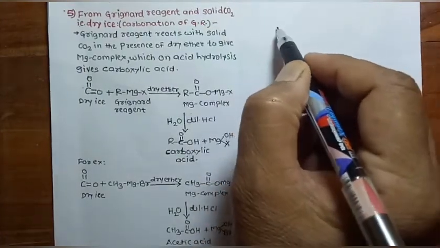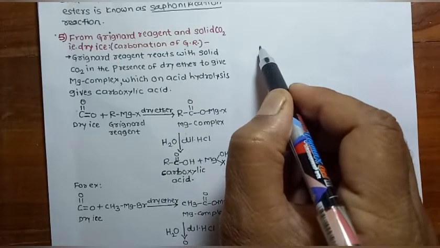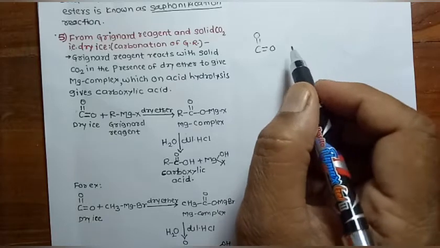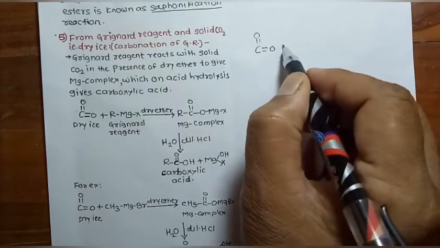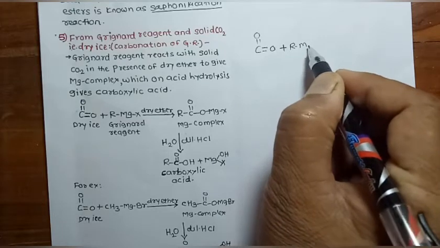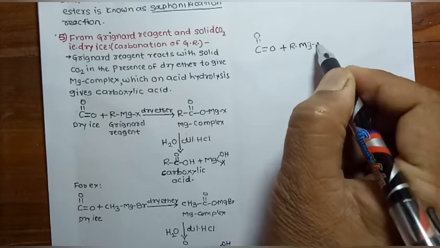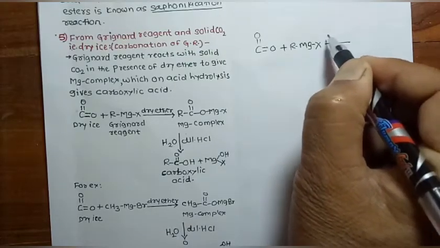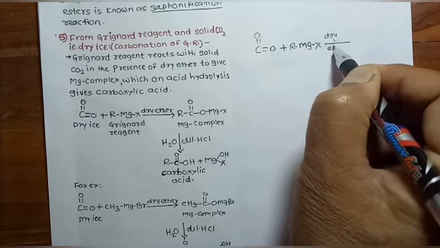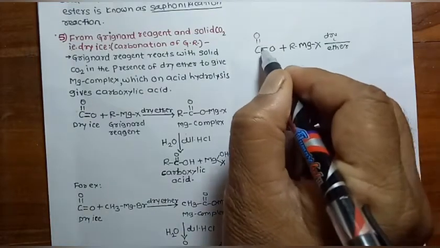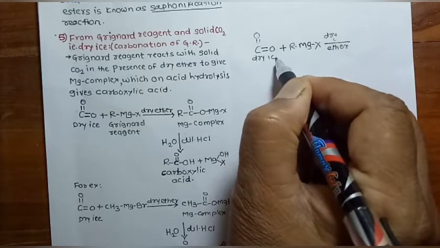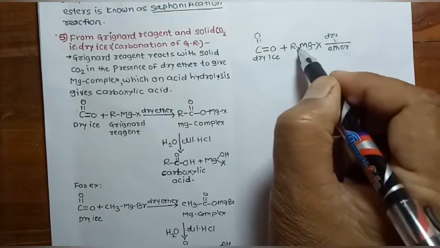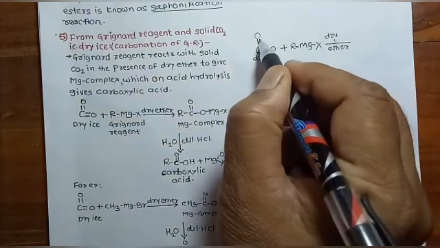Here the formula of CO2: C double bond O, C double bond O. The structural formula of carbon dioxide is like this. It reacts with the Grignard reagent, that is alkyl magnesium halide, RMgX. That is the general formula of Grignard reagent. Grignard reagent reacts with the CO2, that is dry ice, or solid CO2.